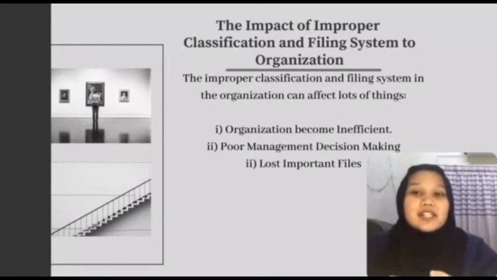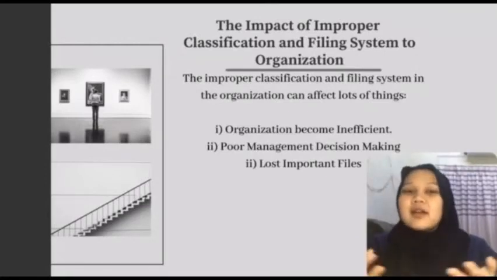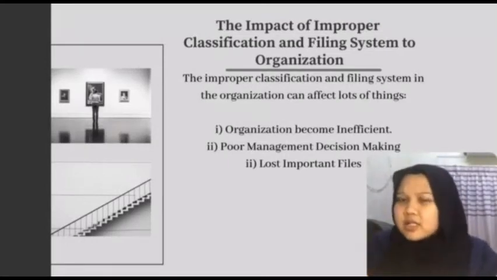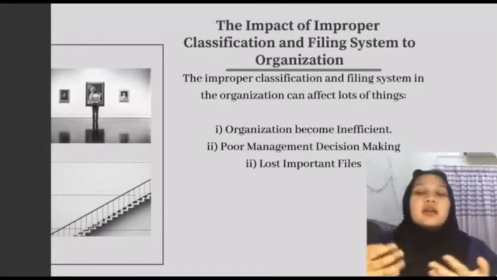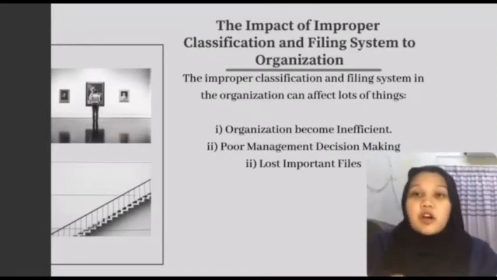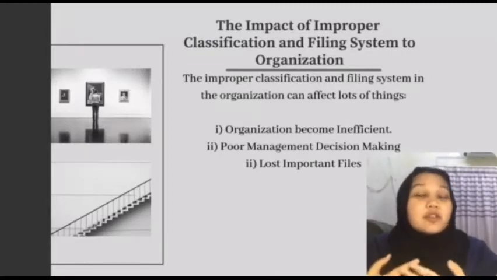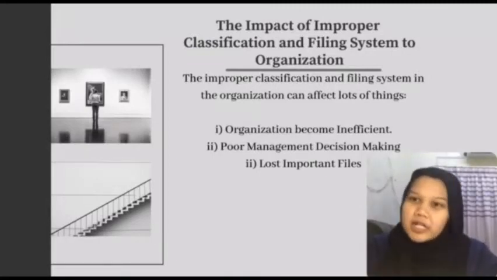Improper classification and filing system in an organization can affect lots of things. For example, according to Robin James 2019, the impact of improper classification and filing system is that the organization becomes inefficient. The sign that the management of records is not efficient is when lots of time is wasted to find one file. Errors in the process of retrieving files can cause customers to lose faith in the credibility of the organization.